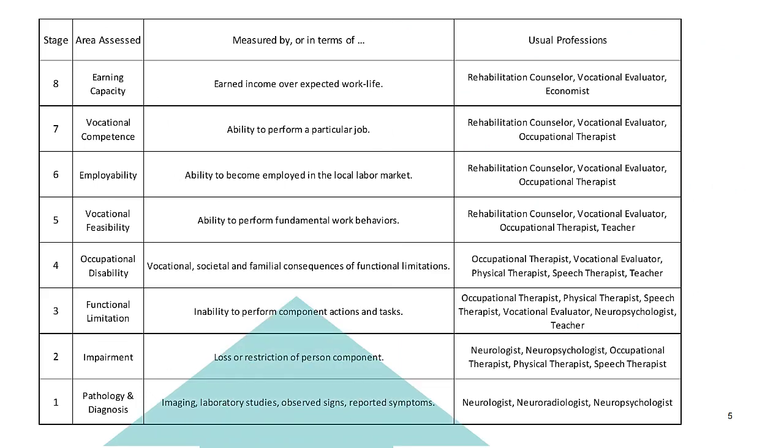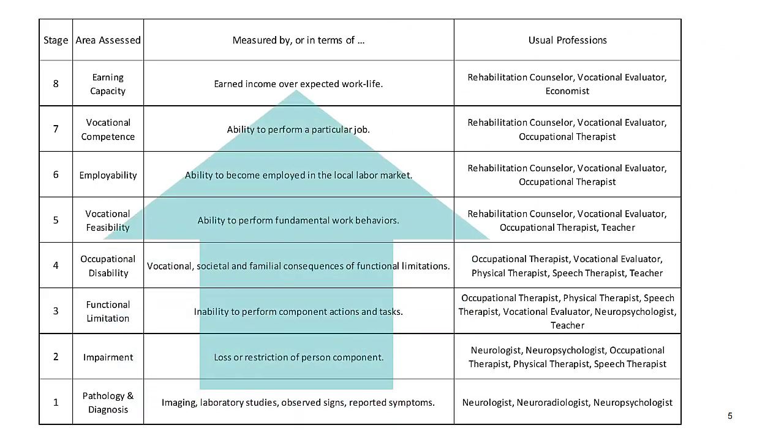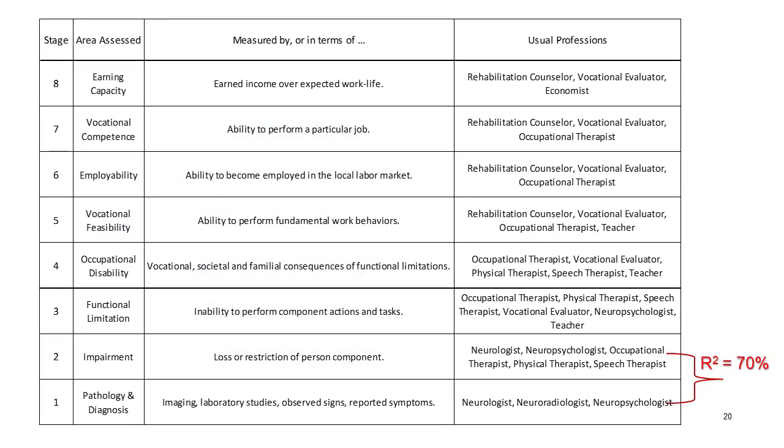Now, one of the things you'll notice in this model is that it's hierarchical, moving up from stage 1 and eventually to stage 8. Each of the stages builds on the previous stages. In addition, each stage provides expectations about what the next stage can offer. In research terms, we describe this as the predictive validity of prior stages. So, for example, the ability to predict impairment at stage 2 based upon what we know about pathology and diagnosis at stage 1, its predictive validity is quite strong, in the neighborhood of 70%.